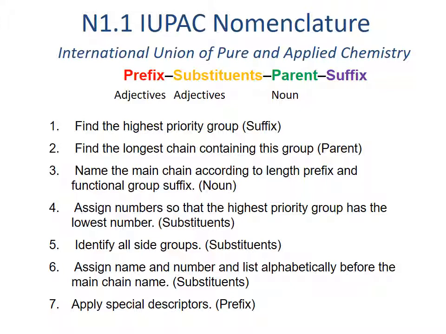In the case of a molecule with a functional group suffix, the location number for the suffix needs to be as low as possible. So if we have a carboxylic acid, we need to make sure that that is numbered as 1, or if we have an aldehyde, we need to make sure that's numbered as 1, or if we have a ketone, we want to make sure that's as low as possible.